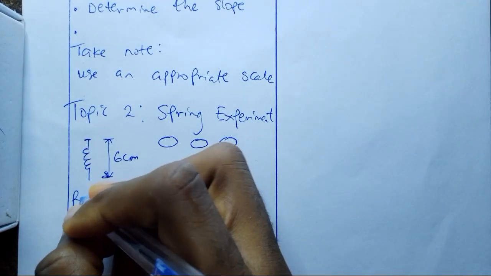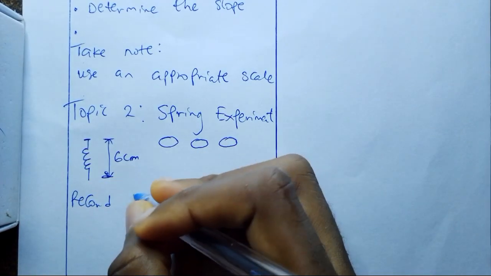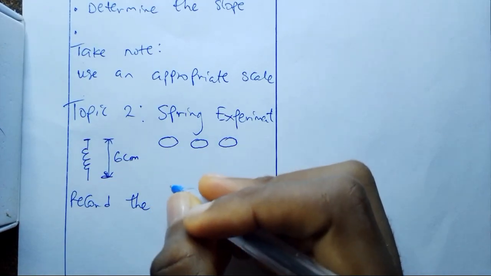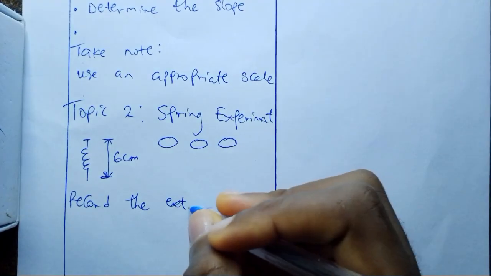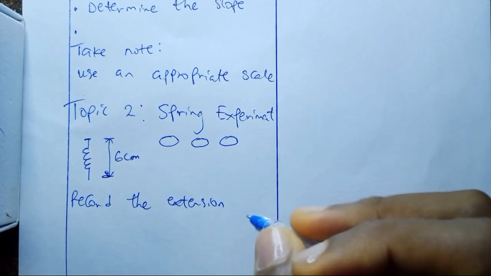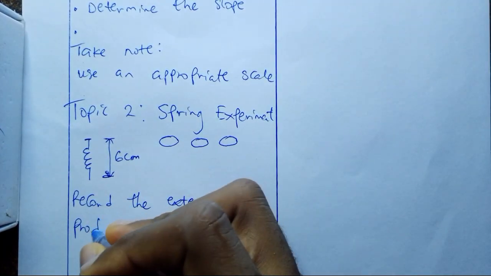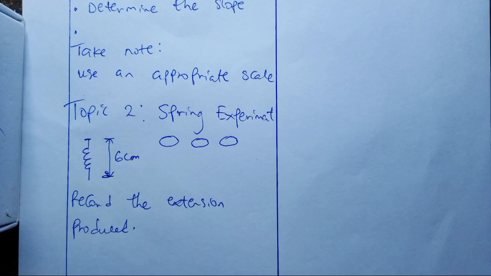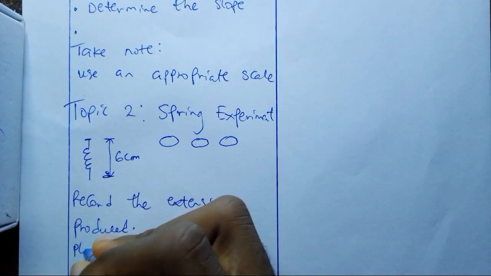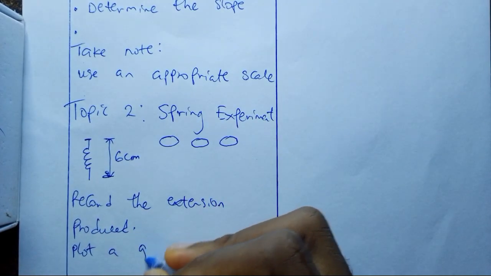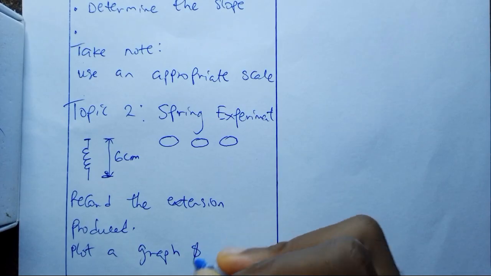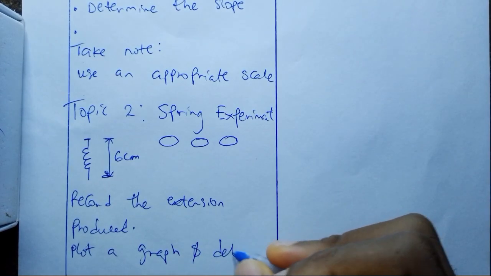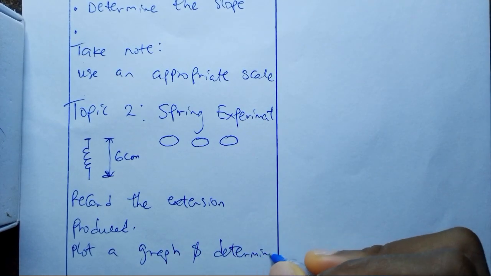So you record the extension produced. You plot a graph and determine a constant from the graph. You plot a graph and determine the constant. This is what you will do for your spring experiment.